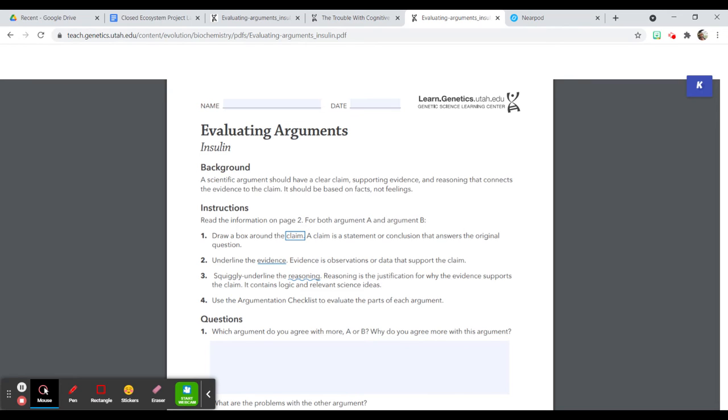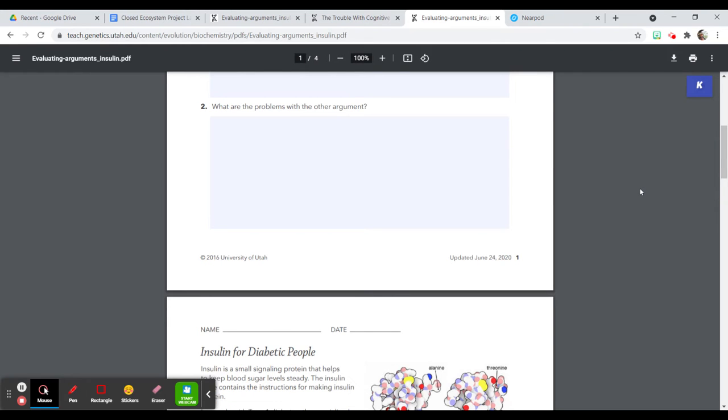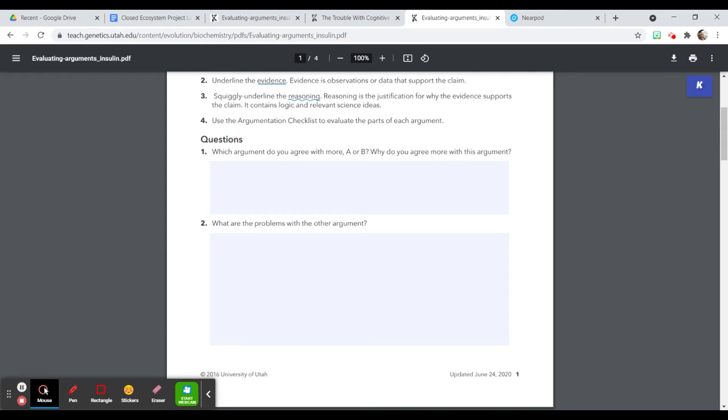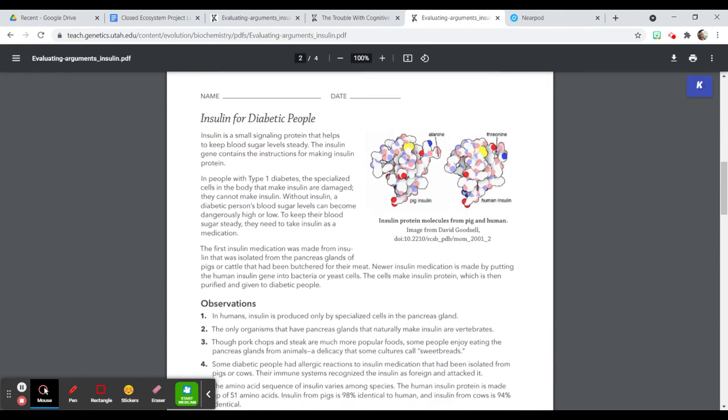You will underline the evidence, which is the observations or data that support the claim. And then you'll do squigglies under the reasoning. And remember, reasoning is the justification for why evidence supports the claim. It contains logical and relevant science ideas. So once we finish with this, then you would answer questions 1 and 2. And so let's go ahead and go through the argument.